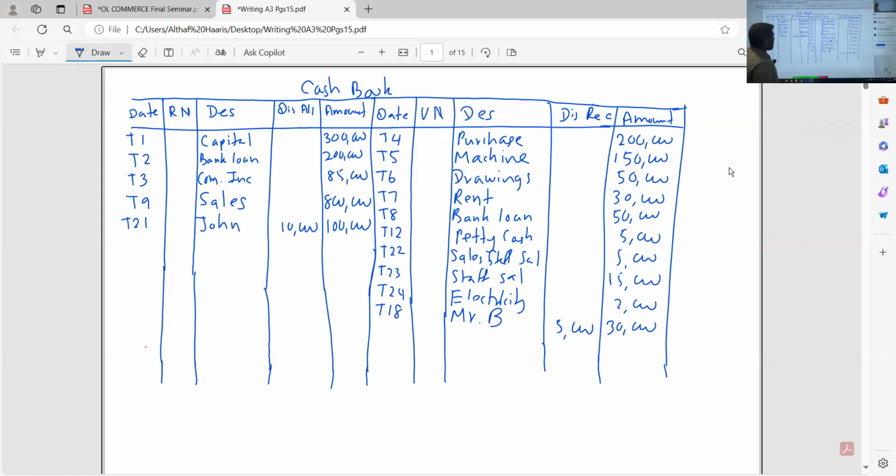Can you all quickly prepare the T accounts, people? Start preparing the T accounts. Let me open up another sheet like this. Then for me, it will become very easy.